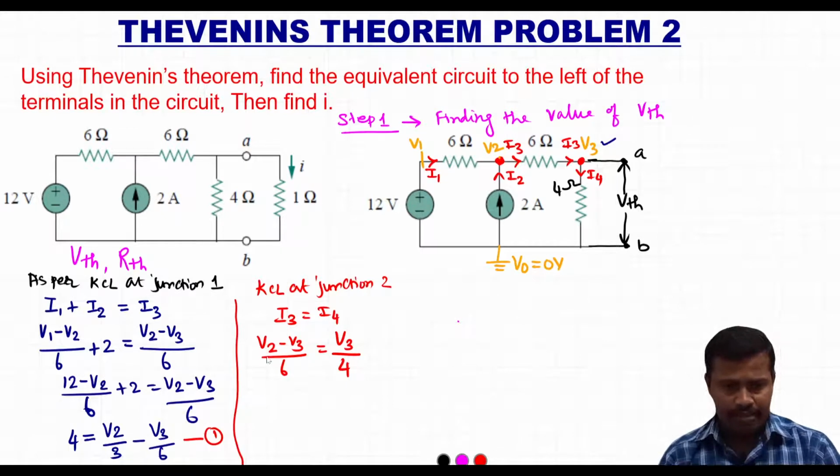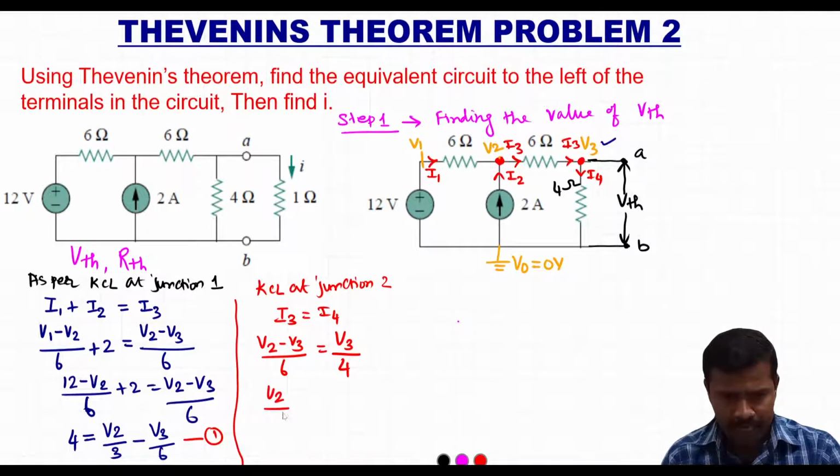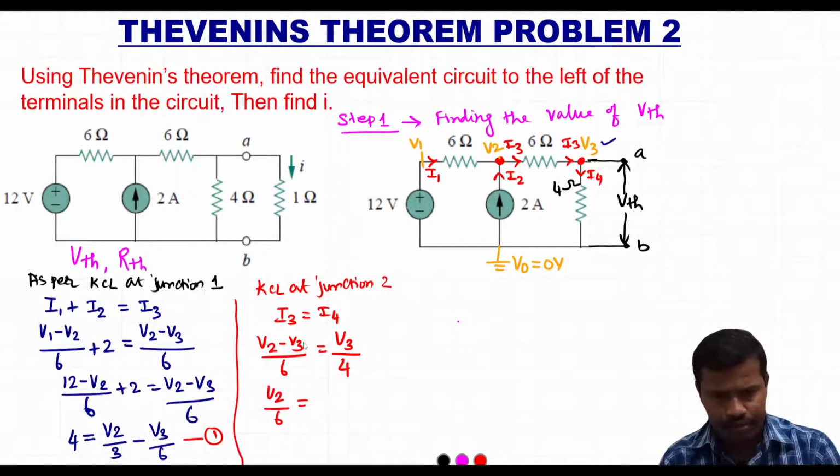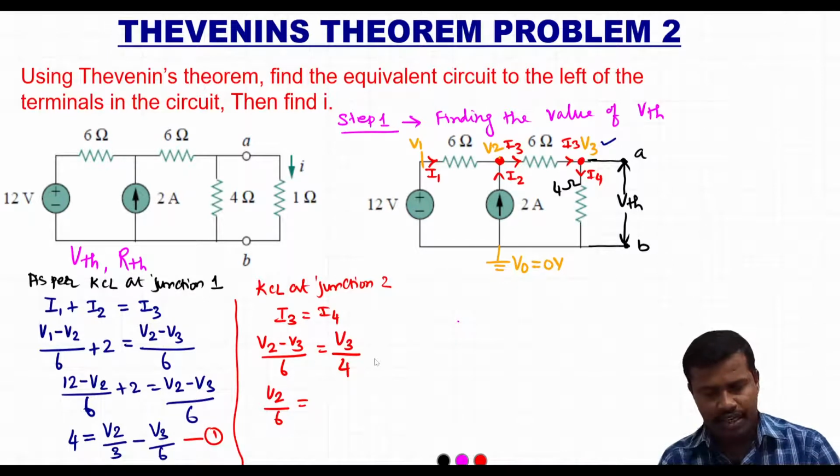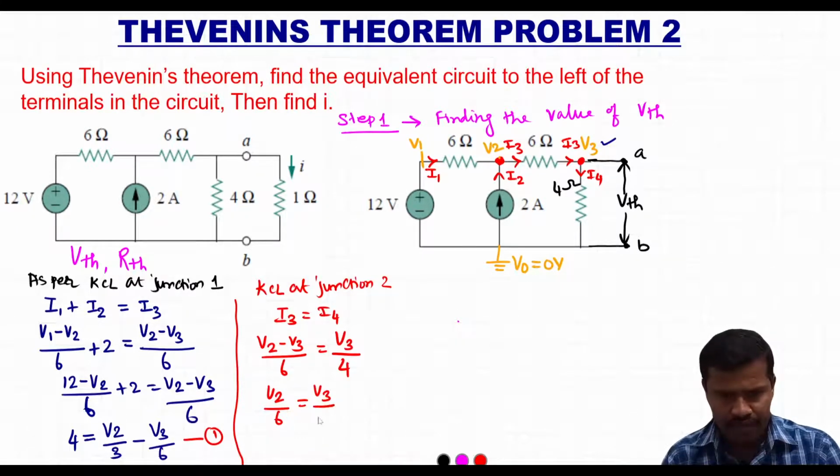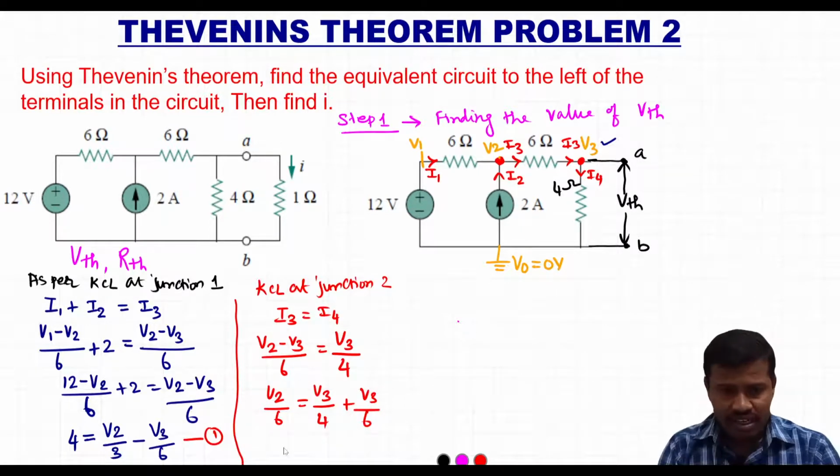Now I am interested in the value of V2 only. So V2 by 6 is equal to negative V3 by 6. When we transfer it to the right hand side of this equation, it will become positive V3 by 6. So V3 by 4 plus V3 by 6. On simplification, V2 is equal to 5 by 2 into V3. Let us say this is equation number 2.